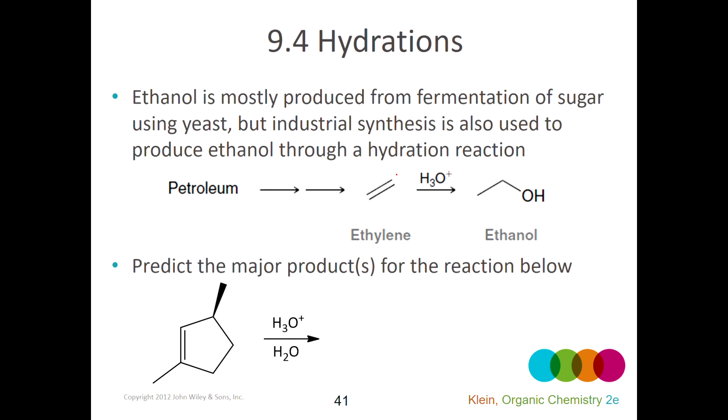Hydration is a common way in industry of producing ethanol. Typically the ethanol you consume in an alcoholic beverage is produced through fermentation, especially if you're drinking beer. Even if you're drinking liquor, usually a fermentation produces the alcohol, and then a fractional distillation is used to get the alcohol more concentrated. But in industry, where we're not worried about contaminants that might be poisonous because we're not drinking the alcohol, it's common to convert ethylene into ethanol using H3O+.